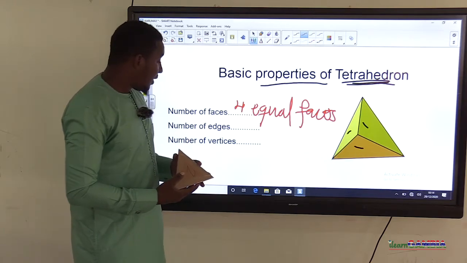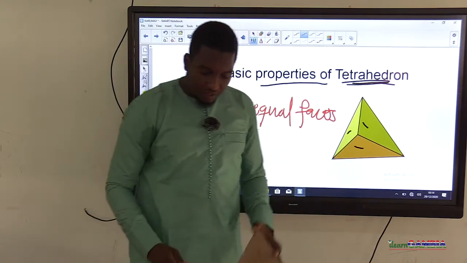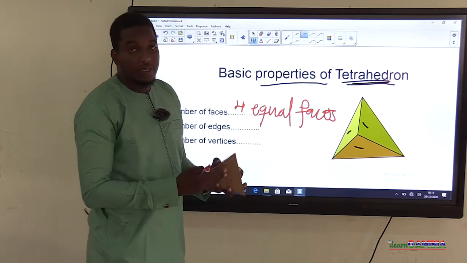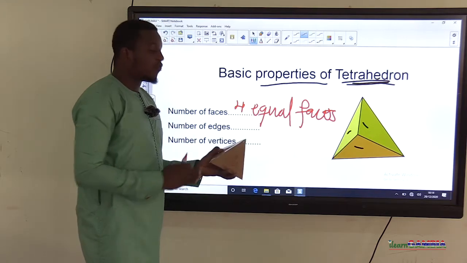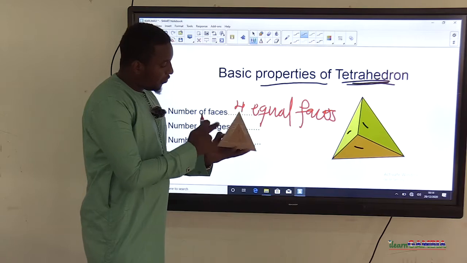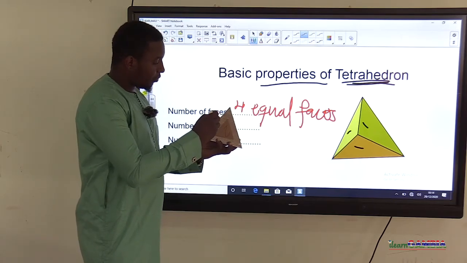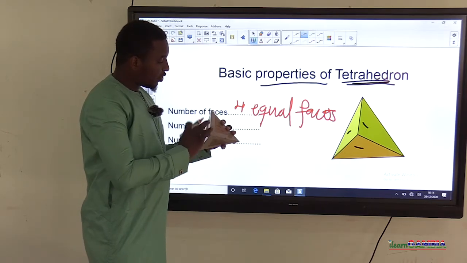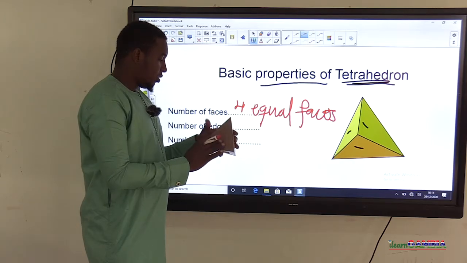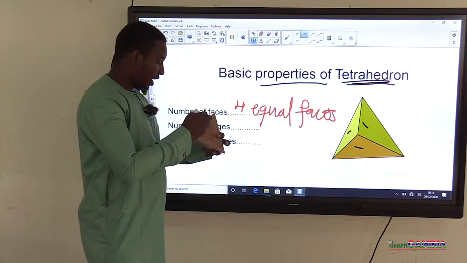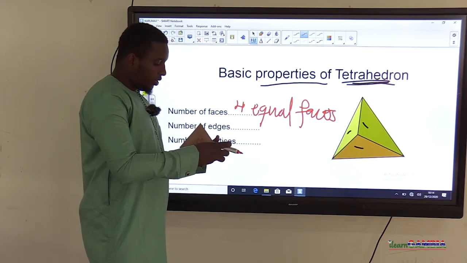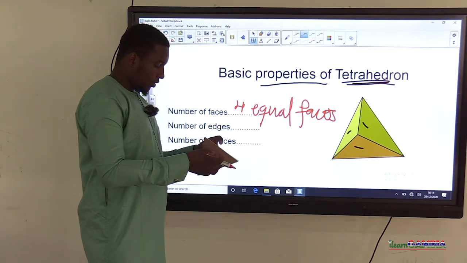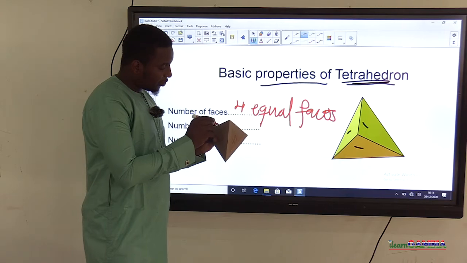Then we'll confirm how many edges it has. Now an edge is where 2 faces meet. Between face 1 and face 2 we have an edge. Between face 2 and face 4 we have another edge. Between face 1 and face 4 we have another edge. Between face 2 and face 3 we have another edge. Between face 3 and face 4 we have another edge.